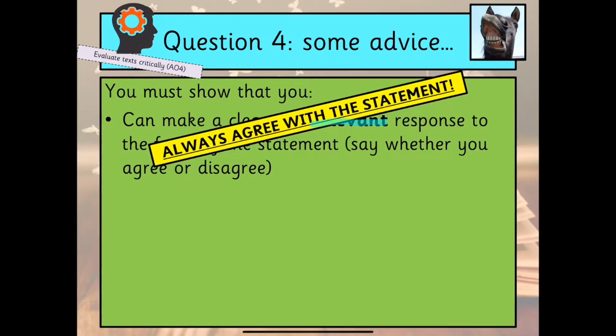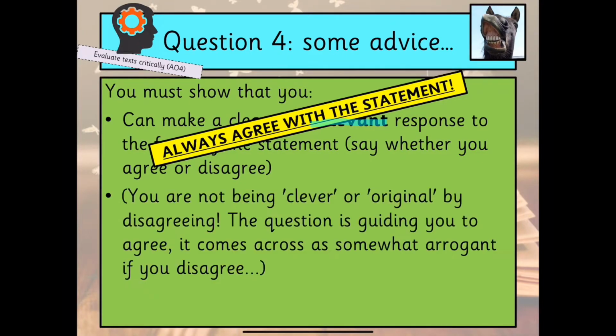And I completely understand that the normal emotional reaction from any human being when told to do one thing is to do the other. However, I just want to emphasize that there is nothing clever or original about disagreeing. It's not a trick at all. When you're asked to what extent do you agree, it's because the text is constructed in a way that you are supposed to agree. And actually, instead of coming across as clever or original, when you say you disagree, you tend to come across a little bit arrogant.